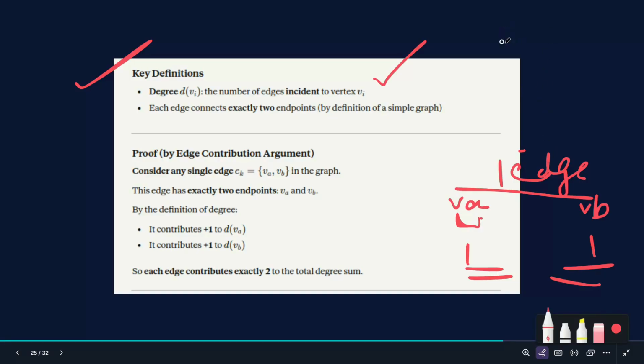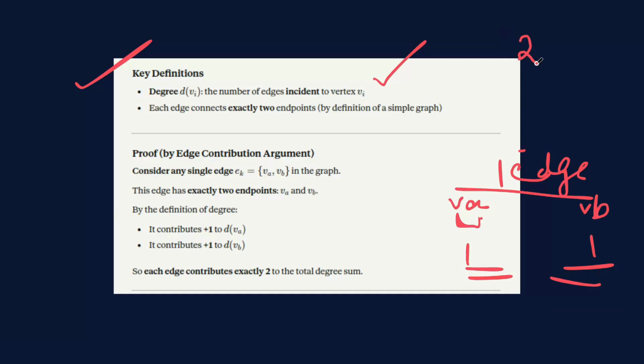So if there are 2 edges, then one edge contributes 2 and the other edge also contributes 2, so in total 2 into 2, 4. Now if you see 3 edges, if one edge contributes 2 to the total degree sum, then 3 edges contribute 3 into 2, that is 6. That is what we have to prove.